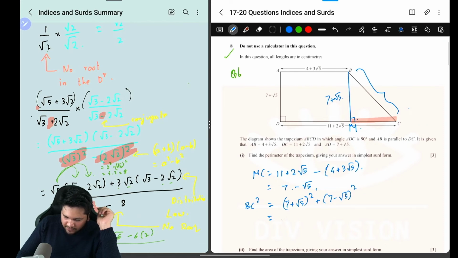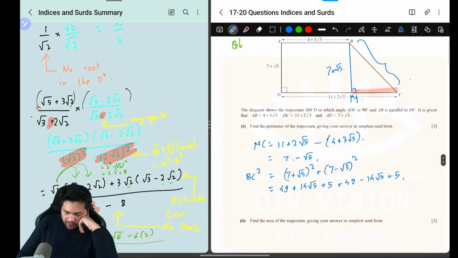So a plus b whole square, you know it, is a square plus 2ab plus b square. So 49 plus 2 times 7 times root 5, so 14 root 5, plus 5. And then here it's going to be plus 49 minus 14 root 5 plus 5. So in short, the 14 root 5 minus 14 root 5 will get cancelled, and I'll get finally 49, 98, 10, 108. So we'll get 108.